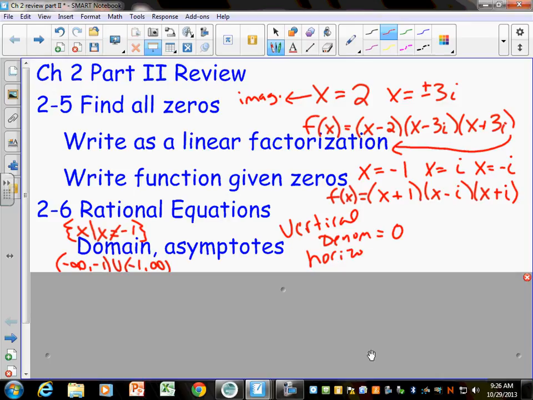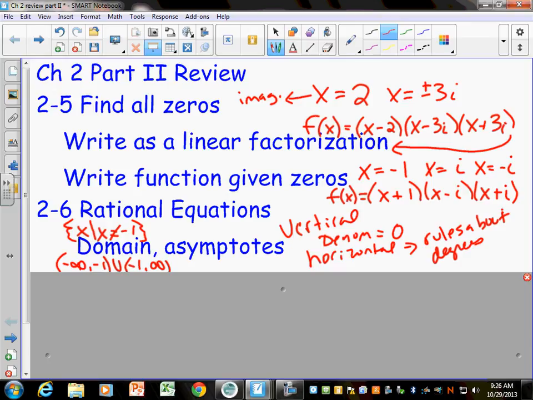Horizontal, remember, those are all the rules about the degree of the numerator. So I'm just going to put rules about degrees, right? If the numerator is bigger than the denominator, there's no horizontal. If the numerator is less than the denominator, it's y equals 0. If they're equal, you take the leading coefficient.